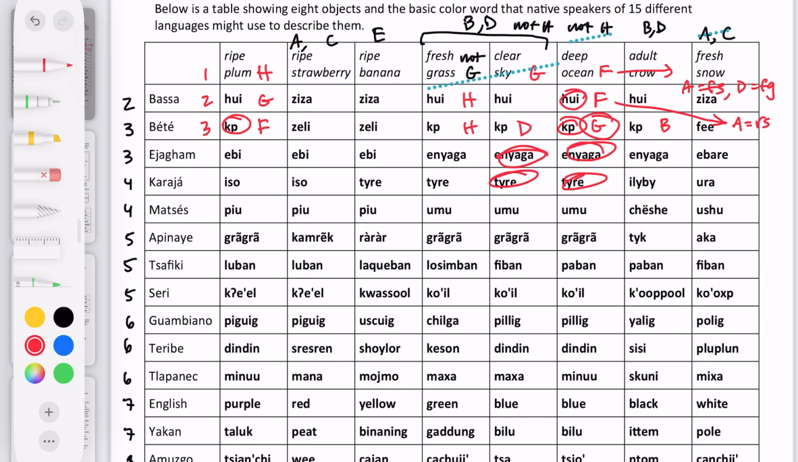Tire and tire match up. Umu, Graga, Paban. So Paban has to go with this one over here because that's the only other Paban. But unfortunately, this Paban is in the B column, so in this case, the G doesn't share a word with an A, D, or F.